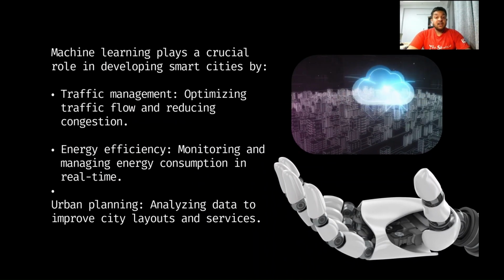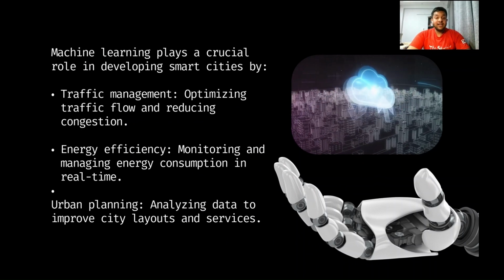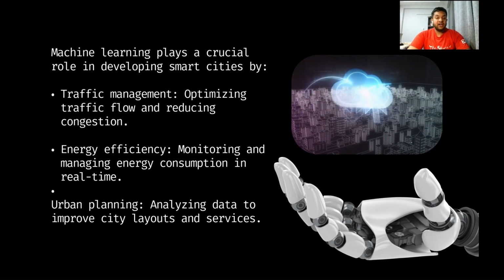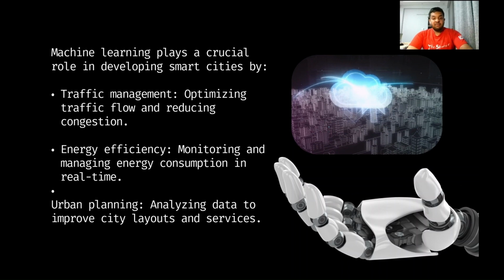Smart cities depend on real-time data, and machine learning helps make sense of all that data. First is traffic management. Traffic management is a great example of how machine learning models can predict congestion patterns, reroute traffic, and even control signals dynamically.